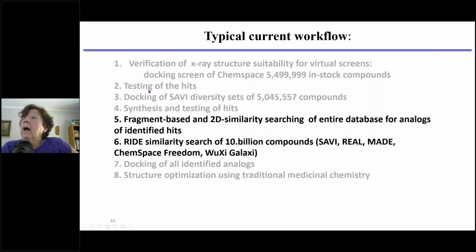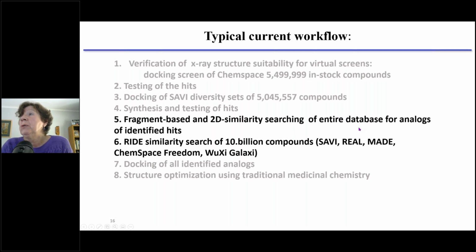After we do the first test, and if the structure proves to be suitable, then we run docking of SAVI diversity set of 5 million compounds, because it is more diverse than Chemspace. However, the compounds need to be synthesized. So we synthesize and test those hits, then we combine them with Chemspace hits and run fragment-based or 2D similarity search of the entire database for analogs.